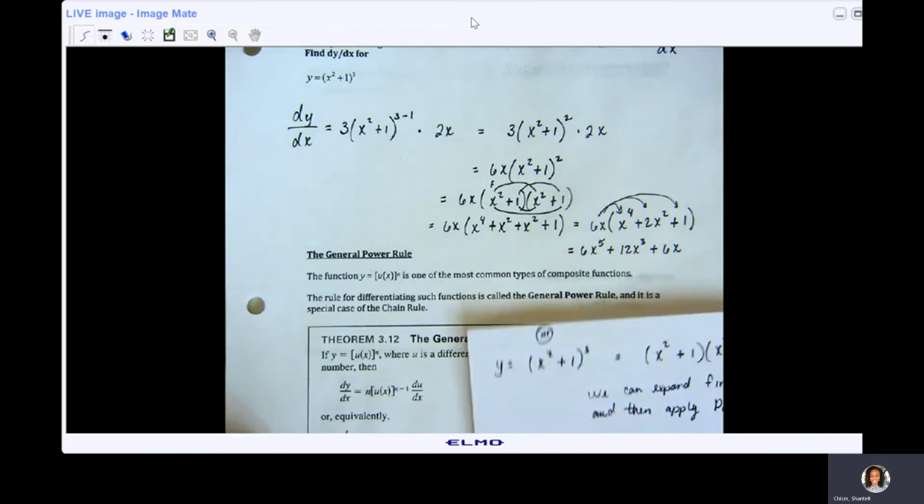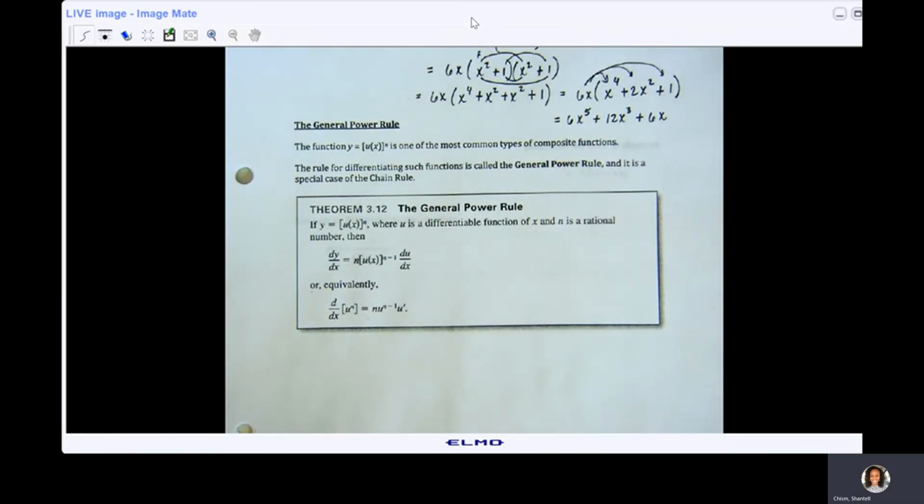All right, let's look at the general power rule. Here it says the function y equals u of x raised to the nth power is one of the most common types of composite functions. It's actually kind of similar to the one we just looked at. The rule for differentiating such functions is called the general power rule, and it is a special case of the chain rule. We technically just applied it in a sense.